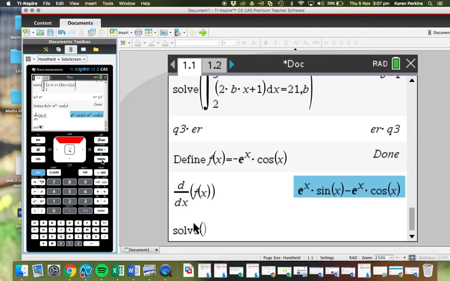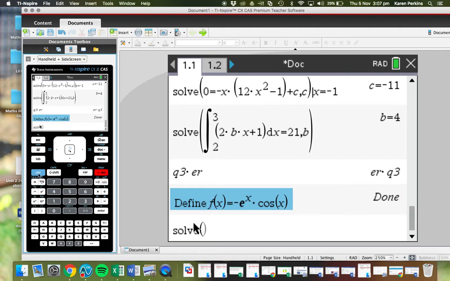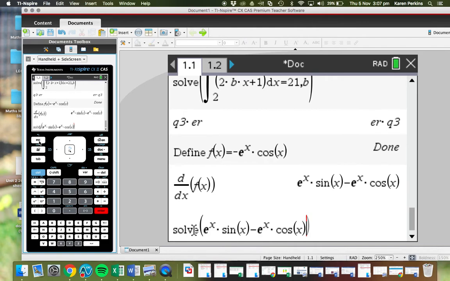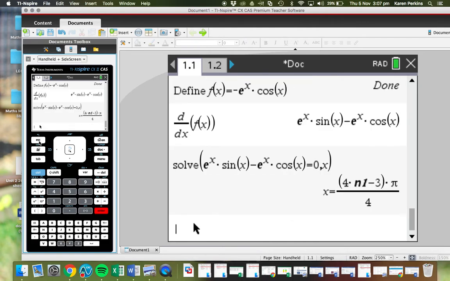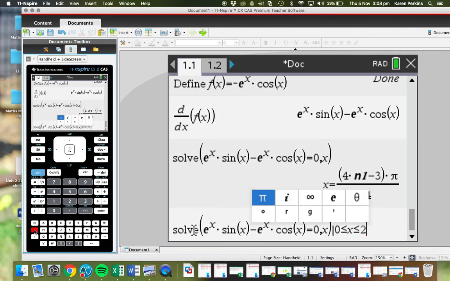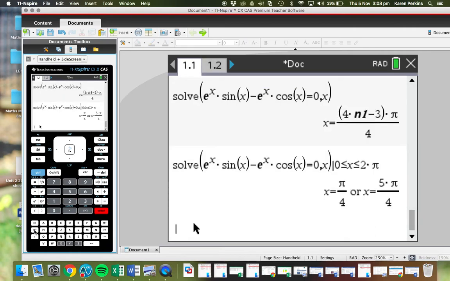So I'm going to find the derivative, copy that in, and equals 0 for x. And we get that gives all the solutions. And then we look and say, hang on, we only want our x values between 0 and 2 pi. So I'm going to copy this down. Given that 0 less than or equal to x less than or equal to 2 pi. And if we do that, it gives the answers of pi on 4 and 5 pi on 4. So they're the exact values, x values of the stationary points.